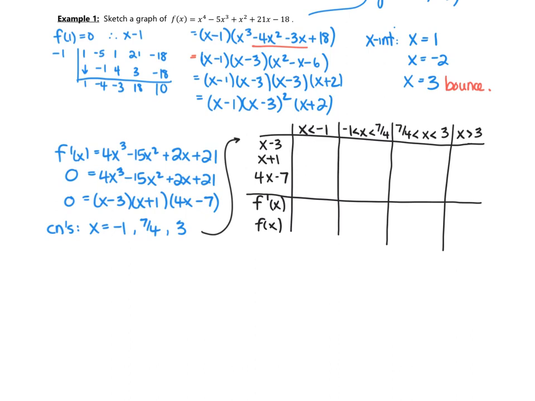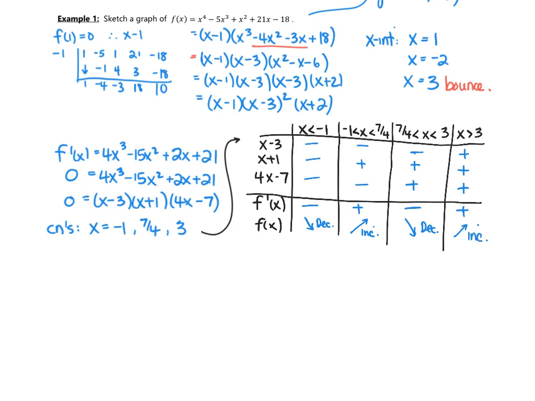Okay, and there's my interval table. Let's put in a number like negative 2. We got negative, negative, negative, overall negative, decreasing function. Here I can put in 0: negative, positive, negative, overall positive, function is increasing. Let's put in a number like 2. We have negative, positive, positive, happens to be decreasing. Put in a number like 4, we're positive, positive, positive, overall positive, increasing.